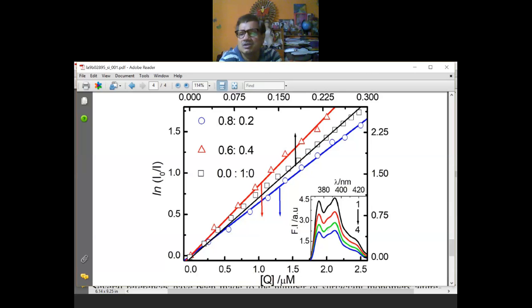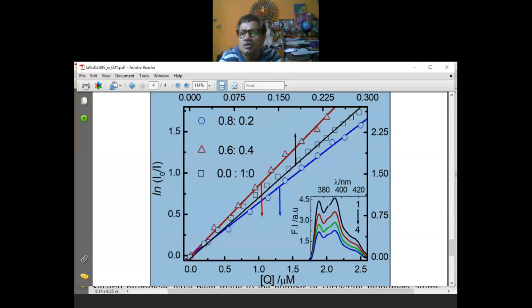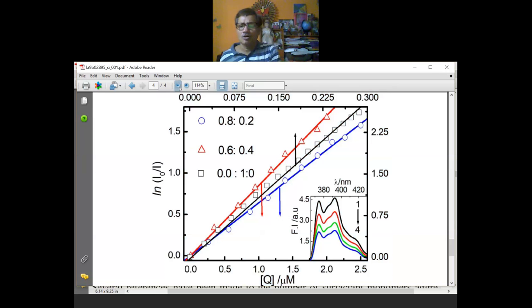So here, what you see in this figure is the fluorescence of pyrene. I use pyrene as the fluorescent probe. Then you go on adding the quencher, you go on increasing the concentration of the quencher, here hexadecyl pyridinium chloride. So what would be happening? The fluorescence will get quenched, or the fluorescence intensity will decrease with increasing quencher concentration. Now what you do, you make a plot of what?